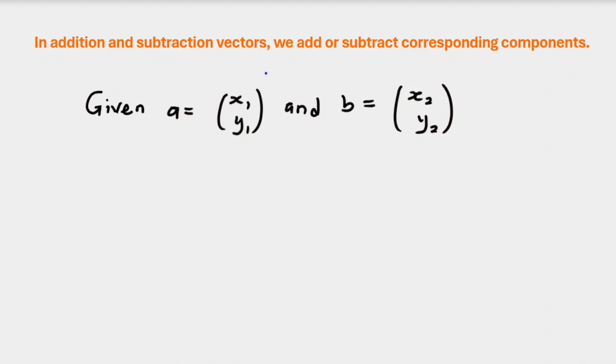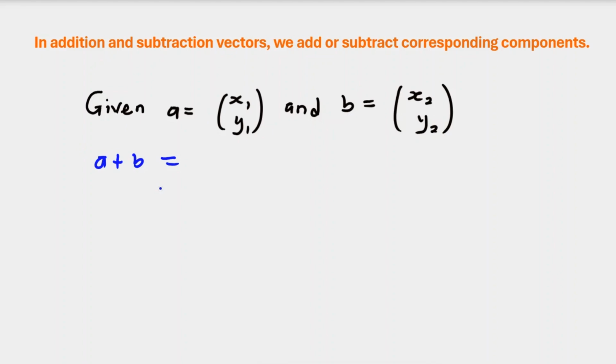So let's work through an example to get a better understanding of it. Let's begin with addition. Assuming we are given vector A with components x sub 1, y sub 1, and vector B with components x sub 2, y sub 2. How do we add? That's going to be the vector A plus the vector B. What are we going to get here?